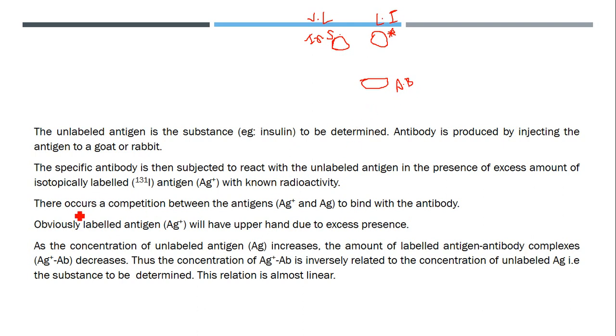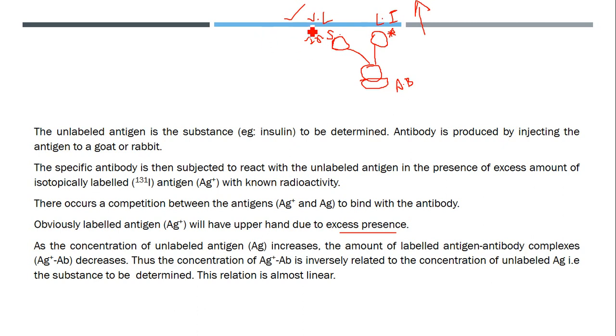So now what will happen? There occurs a competition between the antigens, that is unlabeled as well as labeled, to bind with antibody. Now here you can see there is unlabeled insulin, labeled insulin. So there will occur competition between the two for binding with the antibody. The labeled antigen will have upper hand due to excess presence. Now initially labeled antigen is in higher concentration. So what will happen? Labeled antigen will bind in higher concentration as compared to the unlabeled antigen.